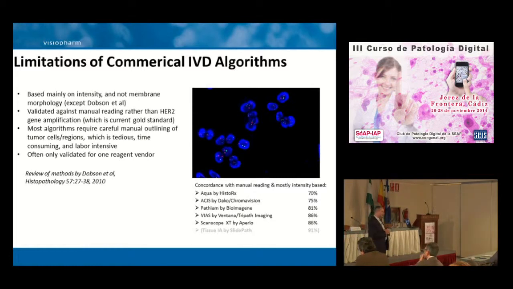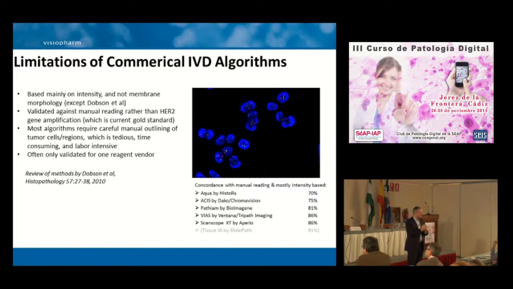Most of these algorithms are really based on intensity only. So the Dobson paper here was the first that showed, well, maybe there is something to be gained by looking at membrane morphology. Let's do that. And they showed that by including membrane morphology, we could increase the diagnostic sensitivity and specificity with respect to gene amplification. But they didn't say what that membrane morphology is. There is also the obvious limitation that most of the algorithms are very closely tied with one specific reagent vendor.